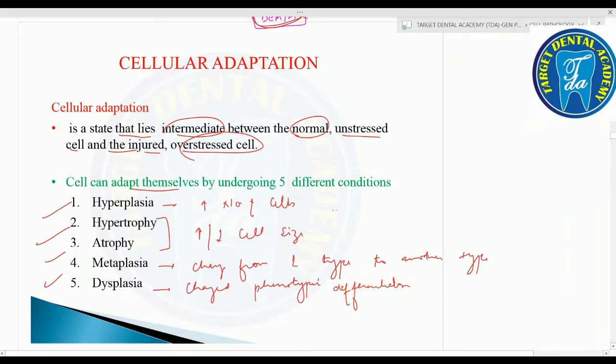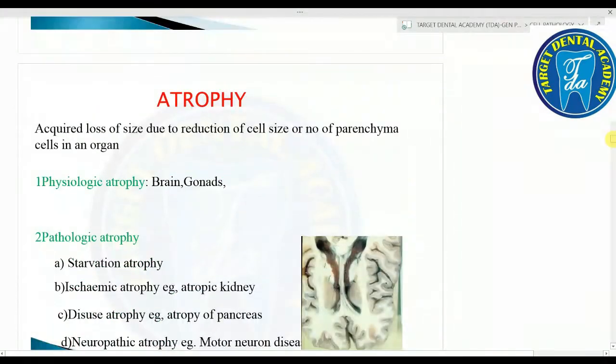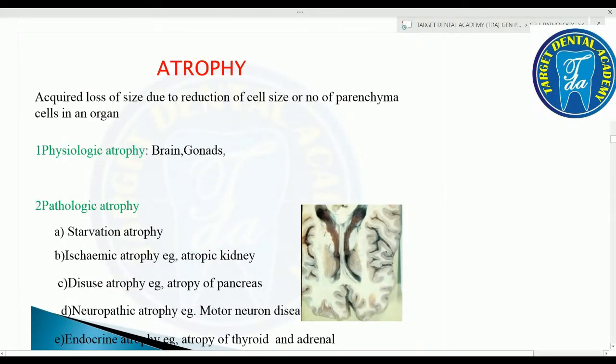Okay. So let's discuss them one by one, starting with atrophy. Atrophy is an acquired loss of size due to reduction of the cell size or number of parenchyma cells in an organ. So in this, there is a decrease in the cell size. It can occur in 2 ways. It may be physiological atrophy or it may be pathological atrophy.